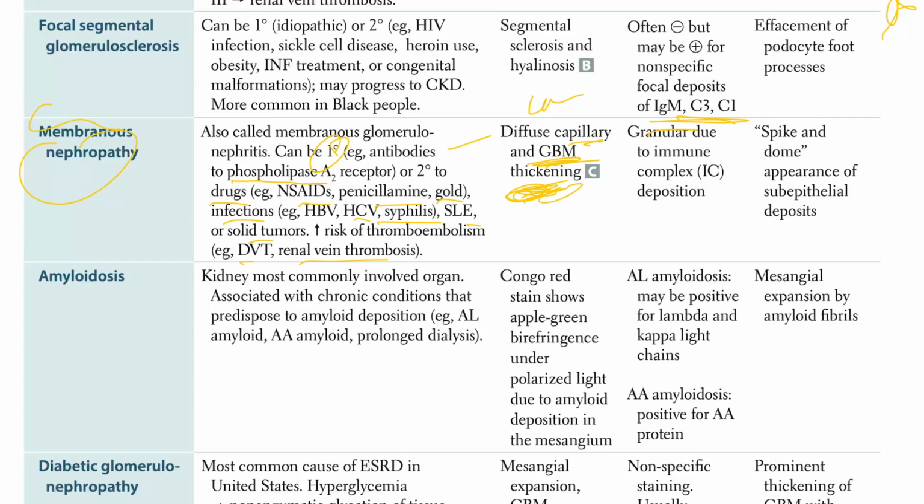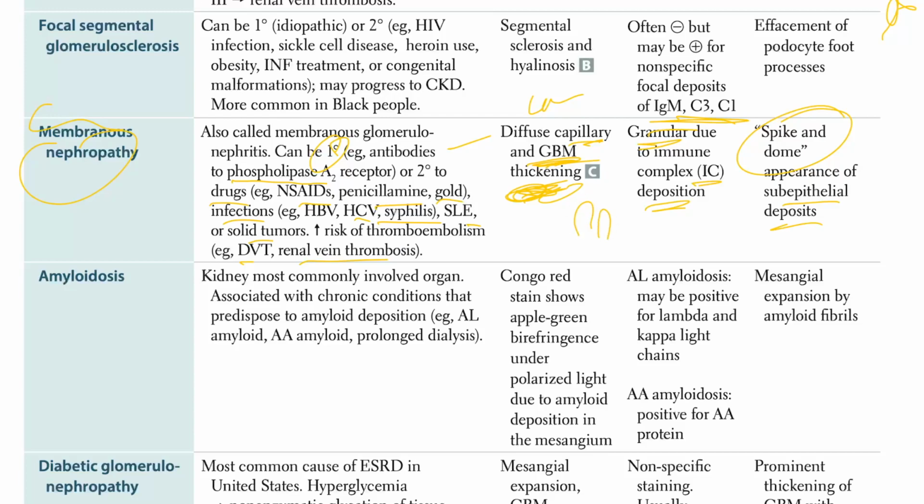On IF you will have granular staining due to immune complex deposition. You will have a spike and dome appearance of the subepithelial deposits. So, spike and dome appearance with these subepithelial deposits.